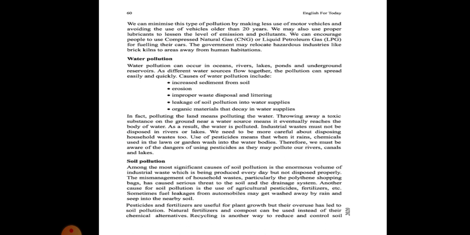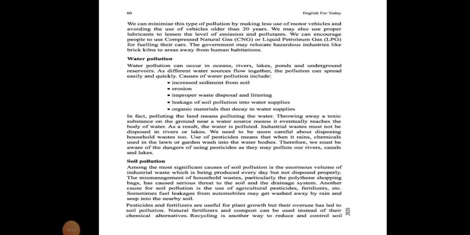Yes, these are all from the first part of this pollution, air pollution. Now the second thing is water pollution. Water pollution can occur in oceans, rivers, lakes, ponds and underground reservoirs. As different water sources flow together, the pollution can spread easily and quickly. Causes of water pollution include increased sediment from soil. You know the meaning of sediment. Yes. And next is erosion. Then improper waste disposal and littering. And it is also related to leakage. Yes, you can see leakage of soil pollution into water supplies. And the last one is organic materials that decay in water supplies.